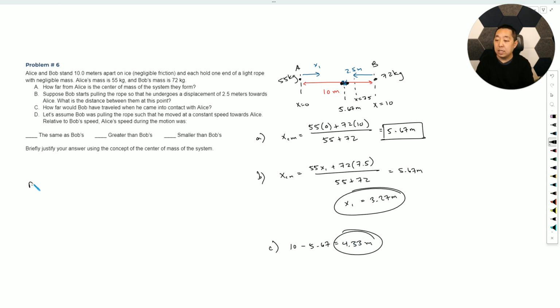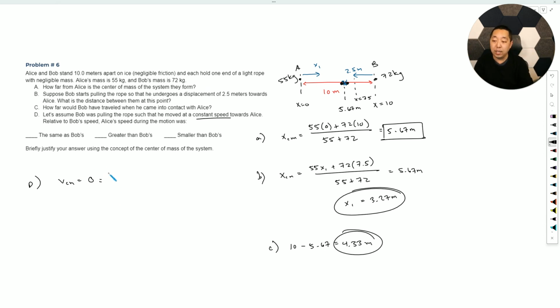Now, let's assume Bob was pulling a rope such that he moved at constant speed towards Alice. Relative to Bob's speed, Alice's speed during the motion was... Let's think about what the velocity of the center of mass is right now. It's 0, because the center of mass is not moving. Why? Because they were just holding there and weren't moving to begin with. Even though they pull on each other, that's internal to the system. The velocity of the center of mass is 0.